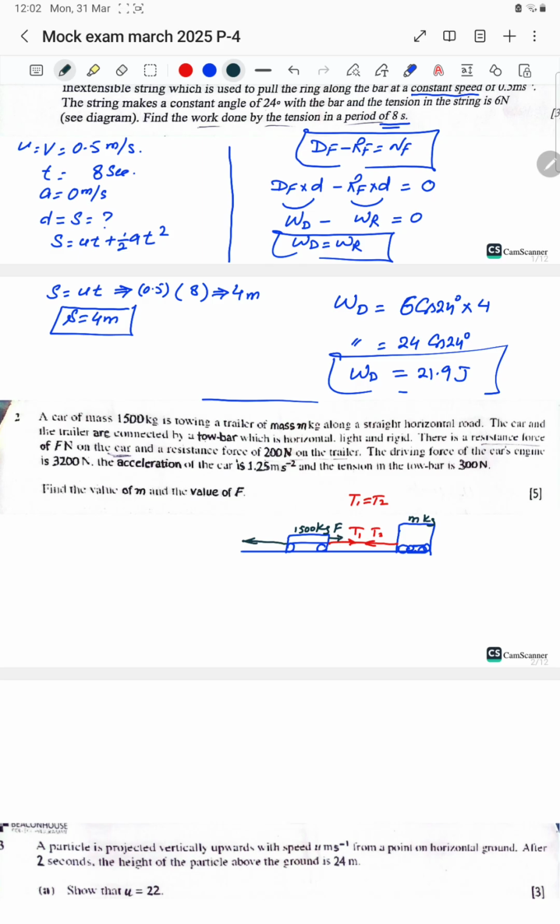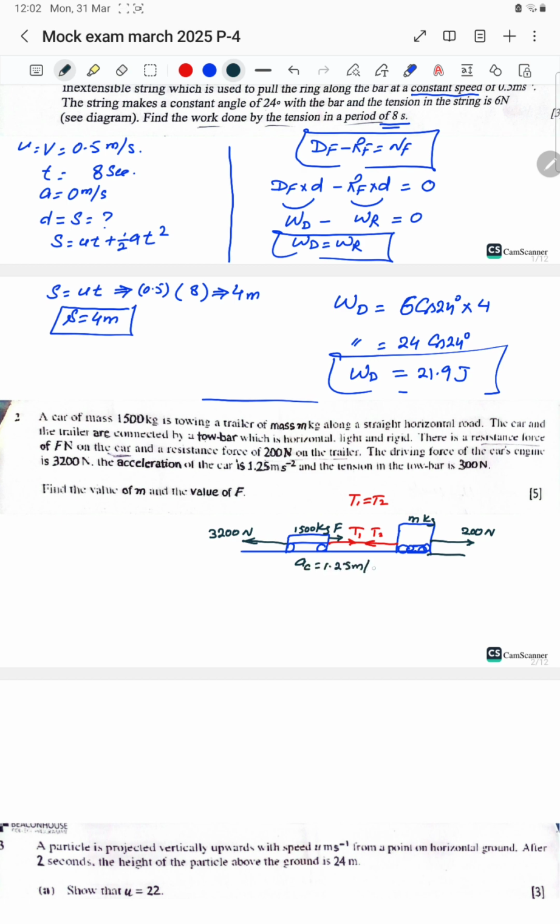Okay, on the car, and a resistance force of 200 Newton on the trailer. It means the trailer is going towards left, so the resistance will be opposite of it, 200 Newton towards here. The driving force of the car's engine is, this means this is the driving force, that is 3200 Newton. The acceleration of the car is, what is the acceleration?